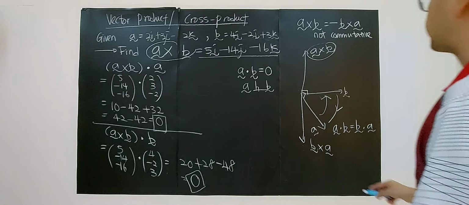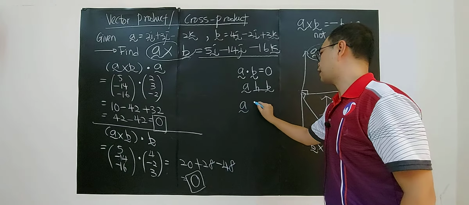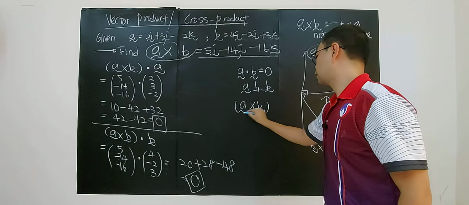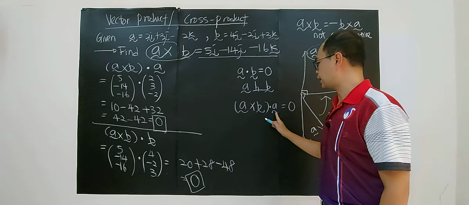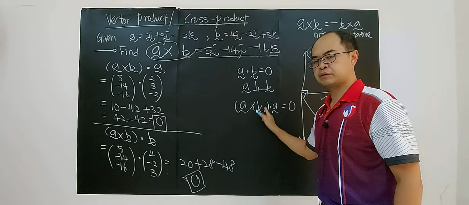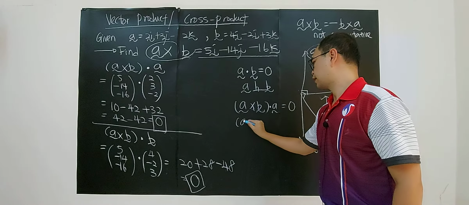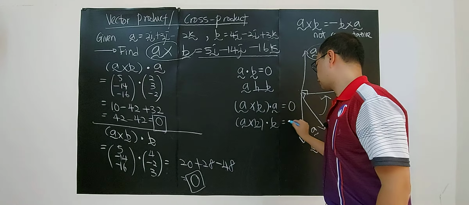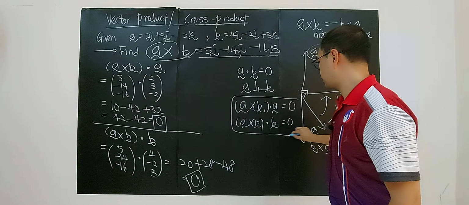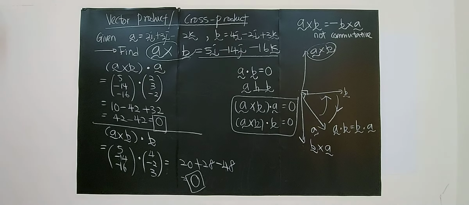So there comes another property. When you dot A cross B with A, it becomes 0 because vector A and vector A cross B are perpendicular to each other. And A cross B dot with B, you're also getting 0. So I have proved to you that this is true. I hope you understand the concept here. The most important thing is the concept. We will go through more concepts in the next video.